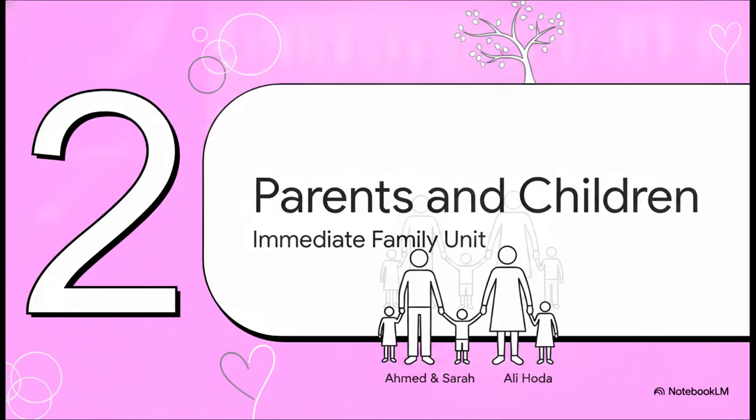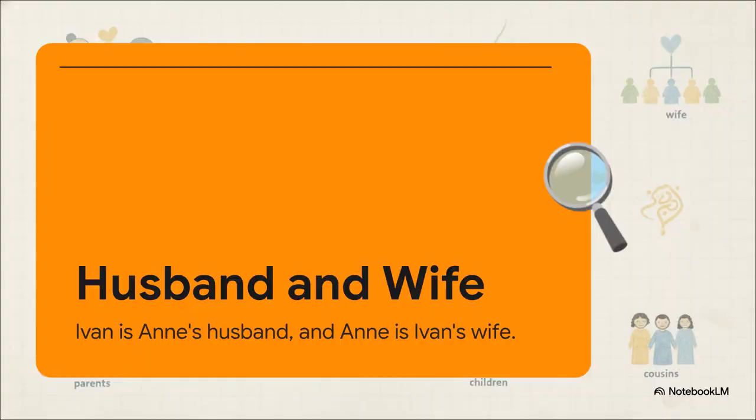Moving right along to section 2, parents and children. What's really interesting here is how much easier it is to learn these terms when we pair them up. Look right at the center of our tree. We've got Ivan and Anne. Ivan is Anne's husband, and Anne is Ivan's wife.